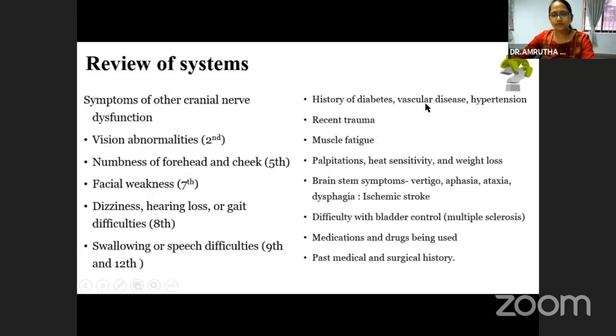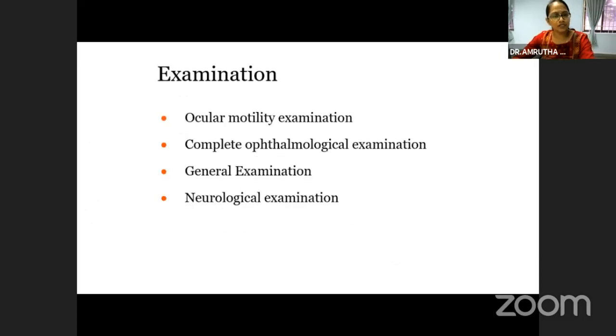With a history of diabetes, vascular disease, or hypertension in an older patient, we are dealing with a microvascular problem. A history of trauma with difficulty in looking down gaze could be a traumatic fourth nerve palsy. A history of muscle fatigability suggests myasthenia. A history of palpitation, heat sensitivity, and weight loss suggests thyroid dysfunction. Any brainstem symptoms pointing to ischemic stroke, like vertigo, aphasia, ataxia, and dysphagia. If there is difficulty with bowel and bladder, we need to look into other things and evaluate for multiple sclerosis. Medical history, medications, and drug-induced causes should be taken into consideration.